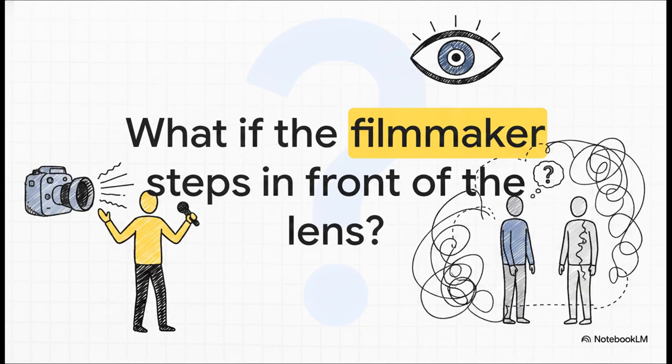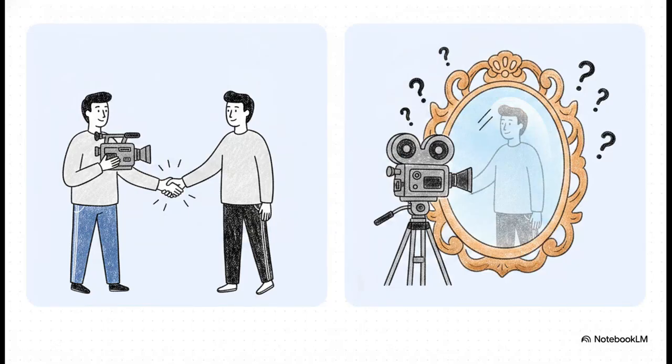How does the whole dynamic change when the person making the documentary stops observing quietly and actually starts interacting with the subjects on screen? How does that alter the truth of the scene? Well, it changes things dramatically, and it gives us 2 new formats.